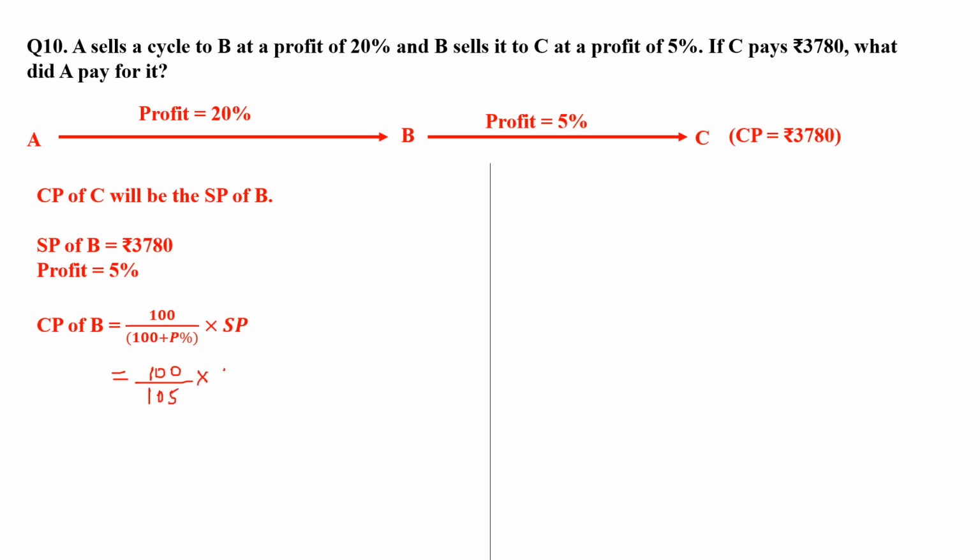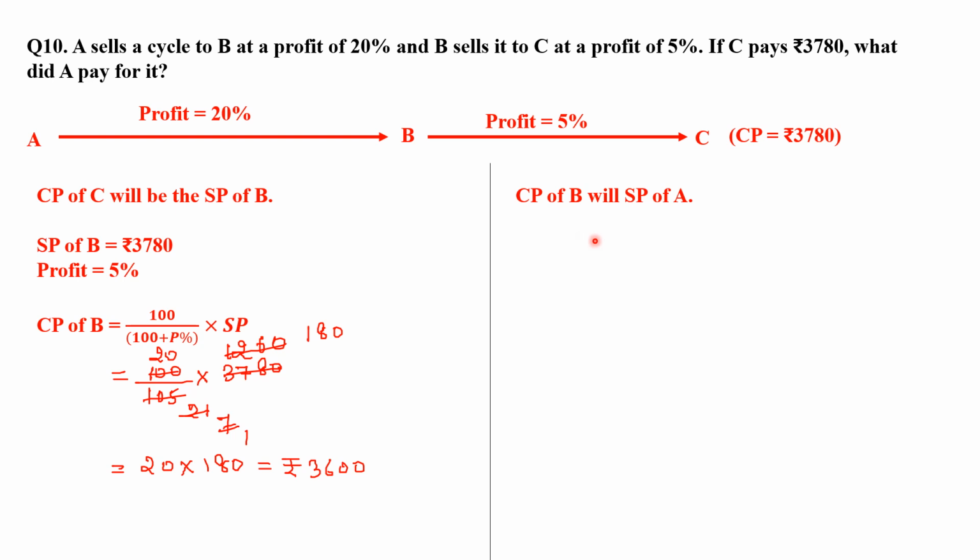So let's calculate it. So it will be 100 by 100 plus profit percent, which is 5%, so it will become 100 by 105 multiplied by 3,780. Now reduce it, 5 times 21, 5 times 20. Okay, now I'm going to use 3 tables, so 3 times 7, 3 times 1260. And if I use 7 tables, 7 times 1, again it is 7 times 180. So I am going to get my cost price as 20 into 180, which will give me 3,600 rupees. So now I got the cost price of B is 3,600 rupees. So this cost price of B is the selling price of A.